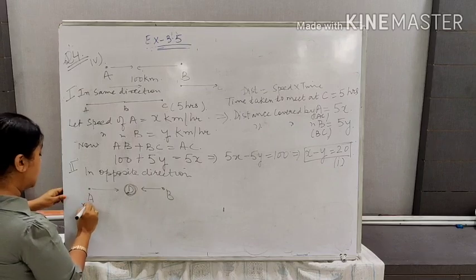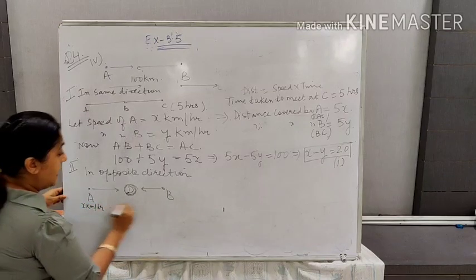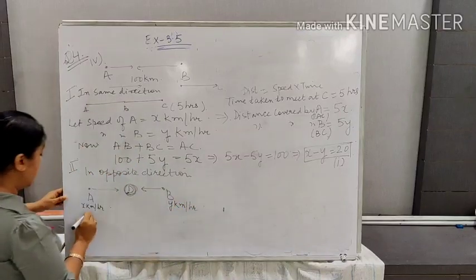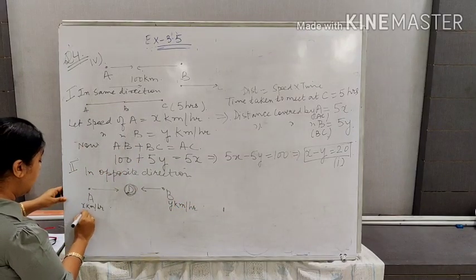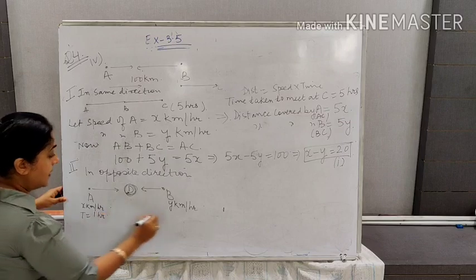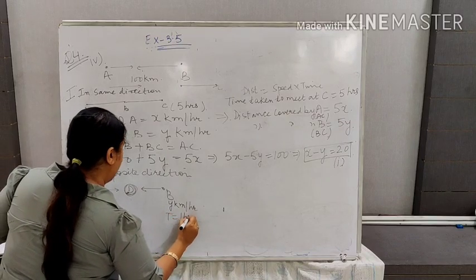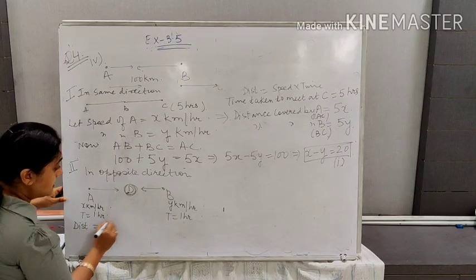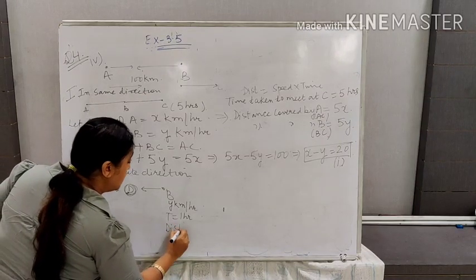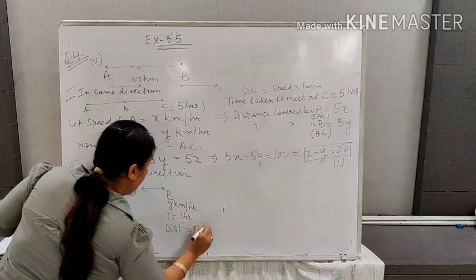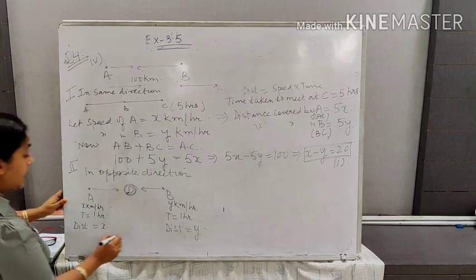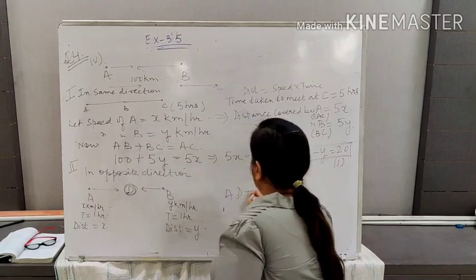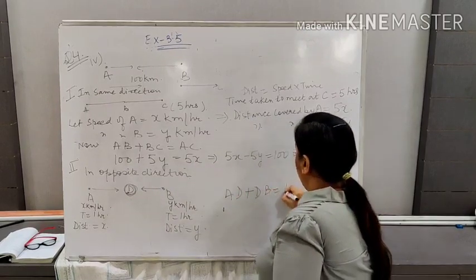Again, it is x kilometers per hour and this is y kilometers per hour. ठीक है? And how much time has it taken? Time is 1 hour. So what is the distance by A? It is x. And what is the distance by B? It is y. Right? Now, what is the condition? AD plus DB is equal to AB.